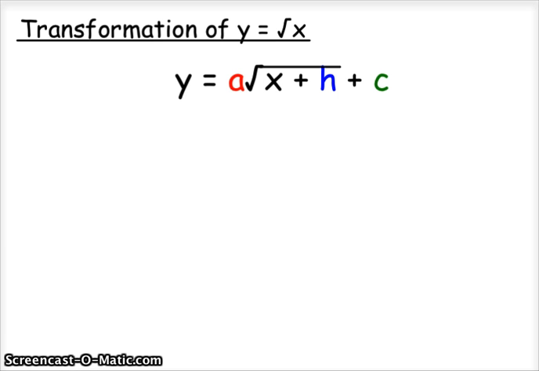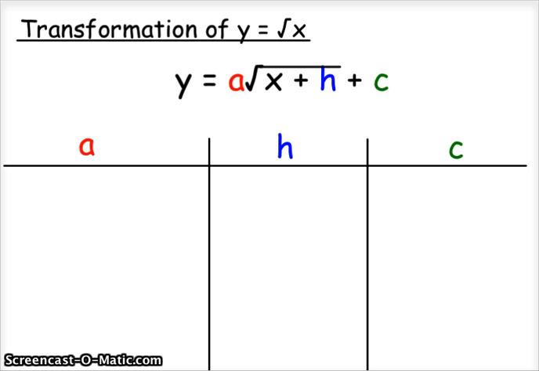We can start with our y equals the square root of x, and the first thing we can do is add a term in front, a coefficient. We'll call that the a term. We can then also add or subtract something inside the radical. I'll call it the h term. Or we could add or subtract something outside the radical. I'll call it the c term. A and c should be very, very similar to the quadratic section we did in chapter 9.